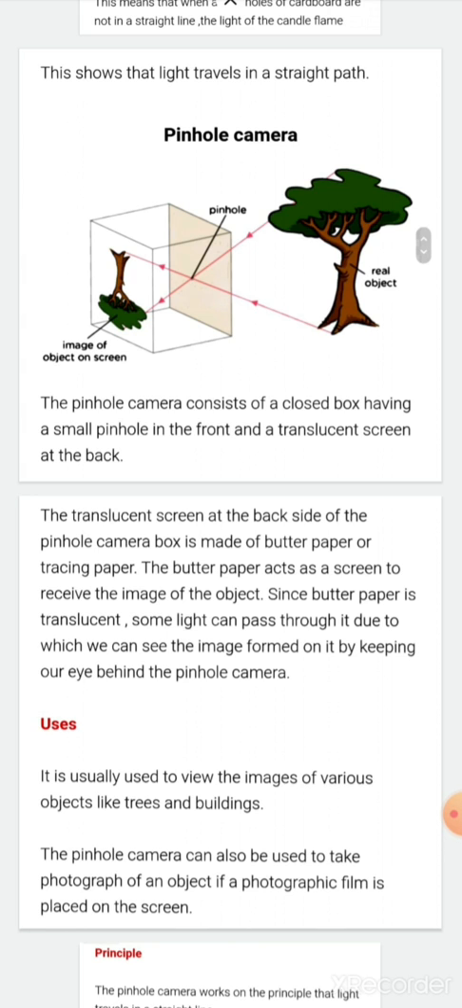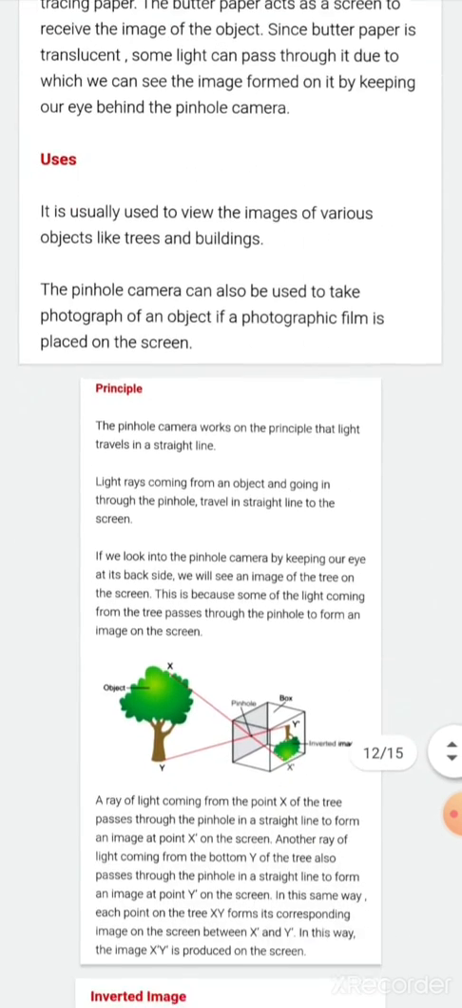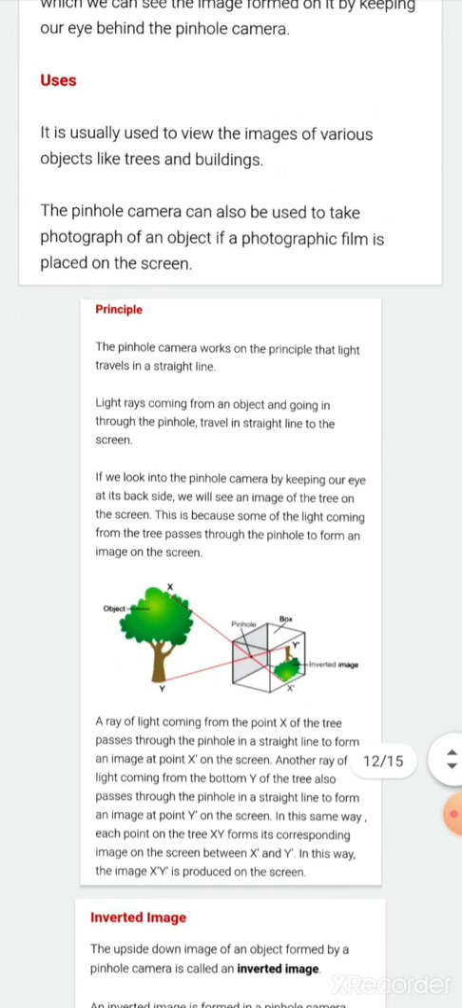So what are its uses? It is usually used to view the images of various objects like trees and buildings. The pinhole camera is generally used to see images of many objects, like trees and buildings. It can also be used to take a photograph of an object if the photographic film is placed on the screen. So what is the principle of the pinhole camera?